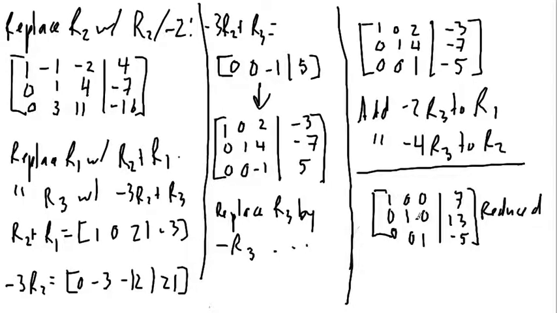Why? Because the leading non-zero entry in every single row is a 1. All of the entries above and below any of the 1s is a 0. And any 1 is to the right of any 1 above it. So this corresponds to x1 is equal to 7, x2 is equal to 13, and x3 is equal to negative 5, and that is our solution. And I encourage you to go back and check that that is actually the correct solution. I guarantee that it is. Booyah!